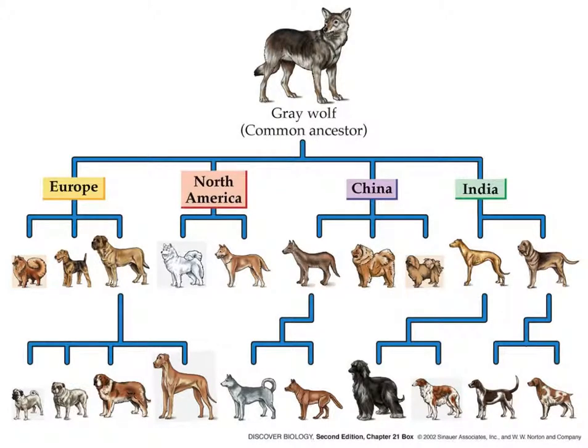So here is another example. Dogs all share the common ancestor of the gray wolf. And humans have bred different varieties to suit their specific needs and opinions and interests. So you can see these varieties of dogs. Some of them are not well adapted for nature at all. But Darwin was aware of artificial selection.